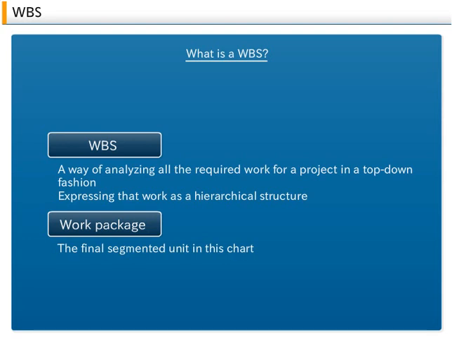WBS. Work breakdown structure. 1. What is a WBS? A WBS is a way of analyzing all the required work for a project in a top-down fashion and expressing that work as a hierarchical structure. Each product, including intermediary products, component in a project is defined as an individual output for a segmented job.